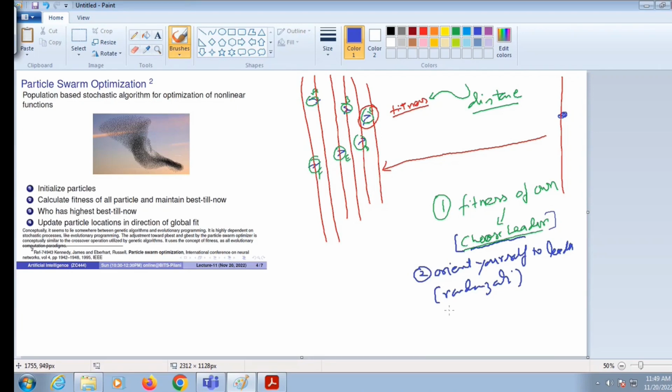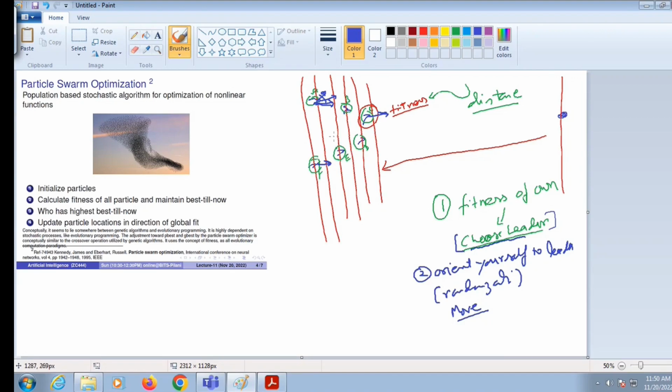What does it mean? That you move in some particular direction. You see in which direction this particular leader is moving. In the same direction, you also move with some kind of randomization, and I would not go into the mathematical detail here. Let's assume that the leader is going in this direction, so he would orient himself and move something into this. Maybe not fully, maybe some difference.